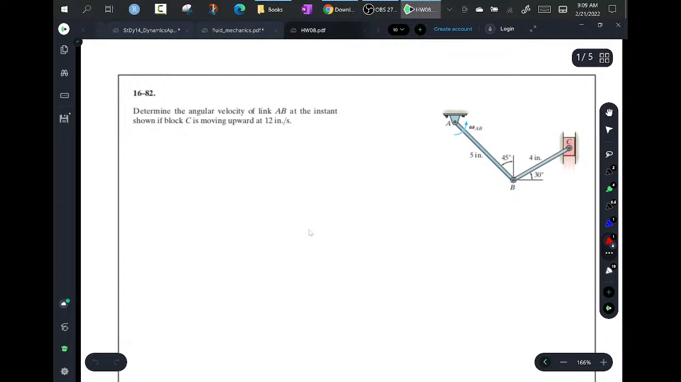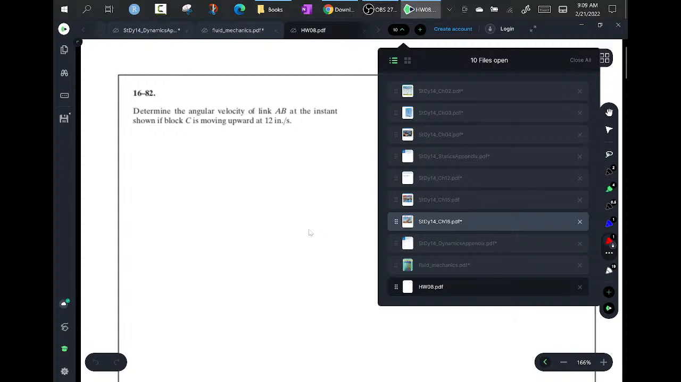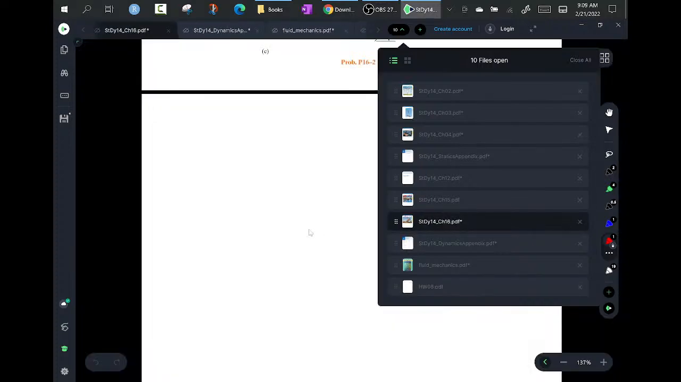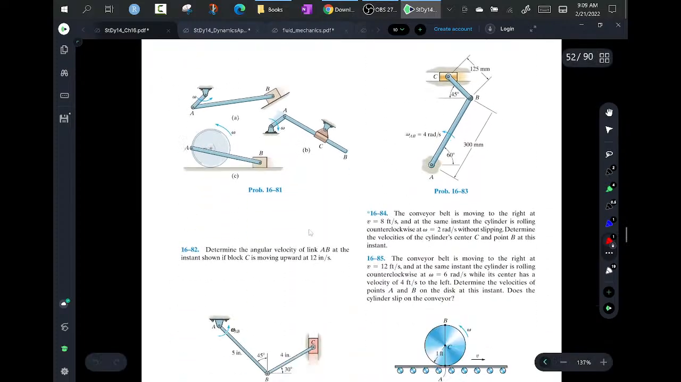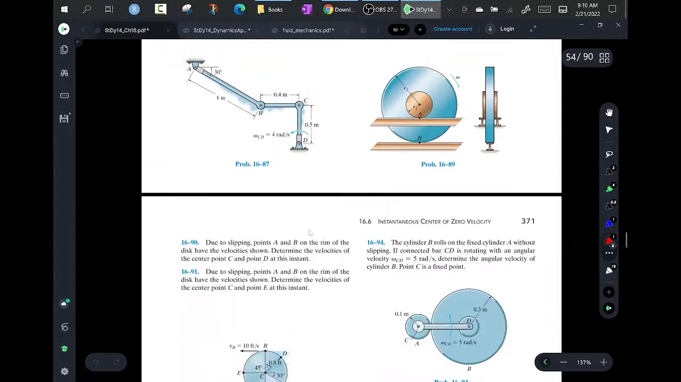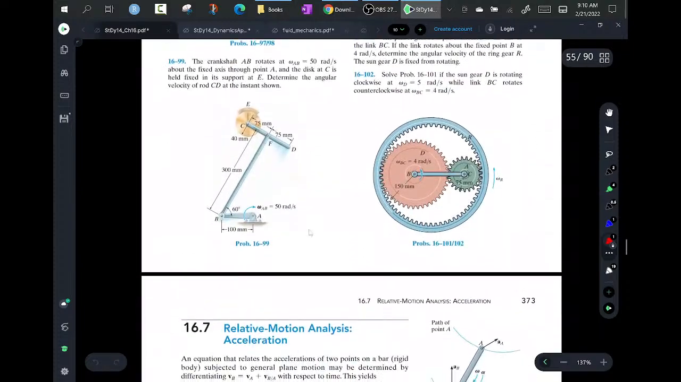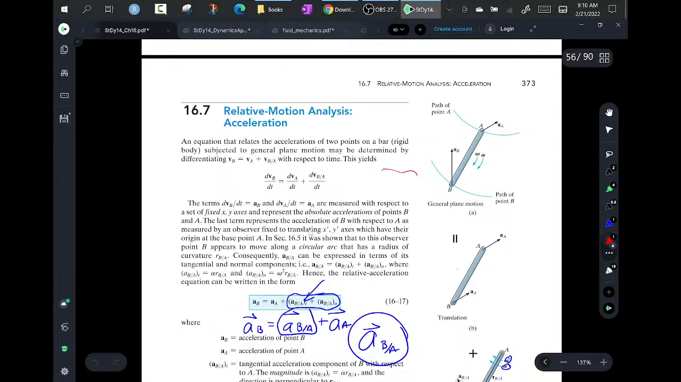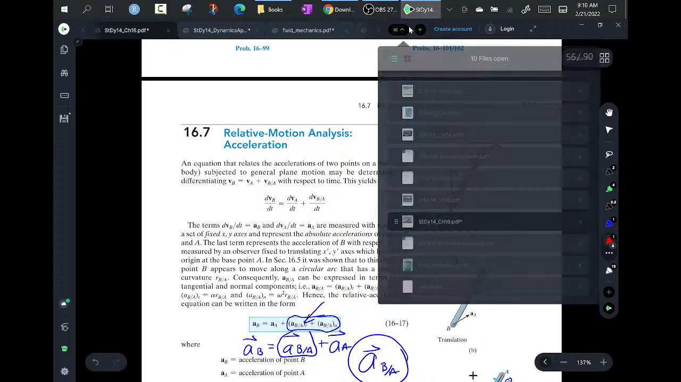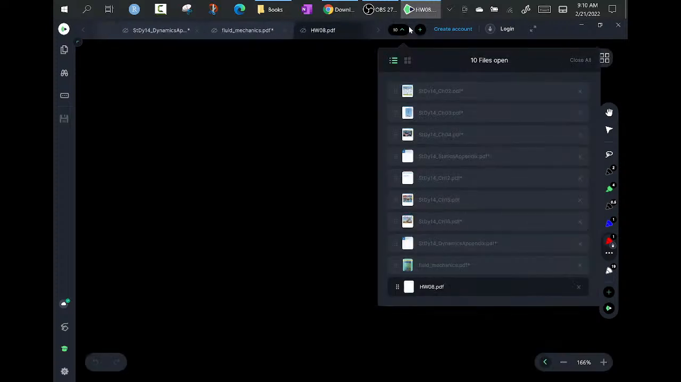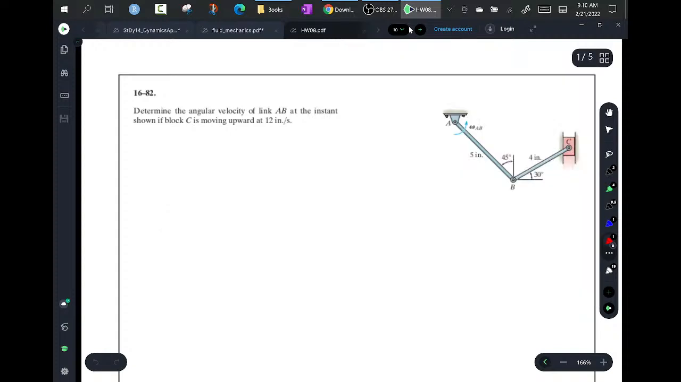And I don't know if it's out of section 16, 1, 2, or 3, or 4. I know these problems are down in here, but I'll just do them both with instant centers and the other, and then I'll get to the acceleration when the problem tells me I should. So the first one says determine the angular velocity.